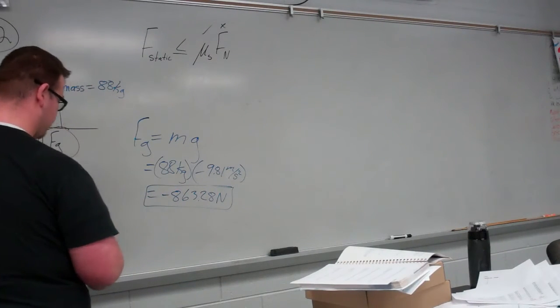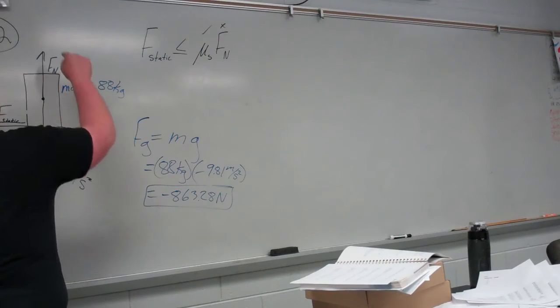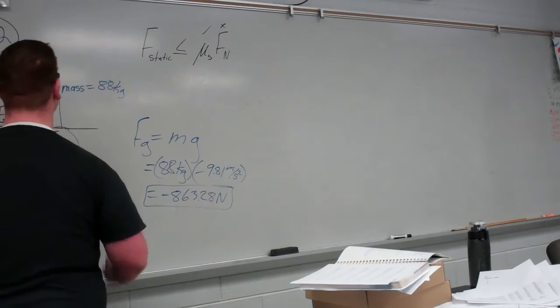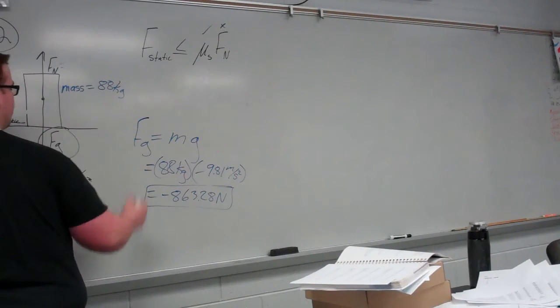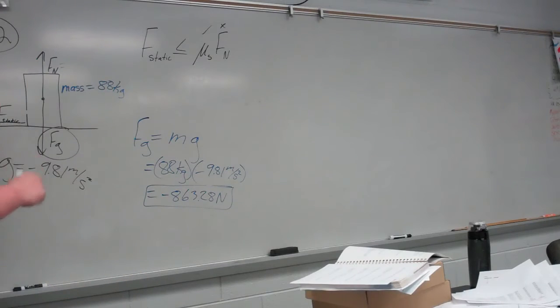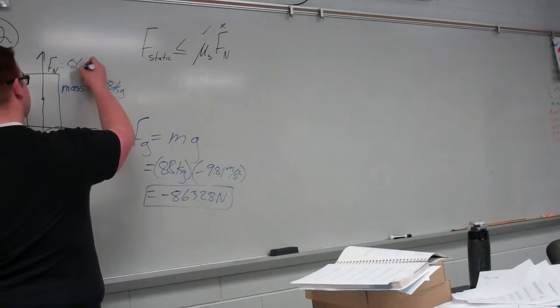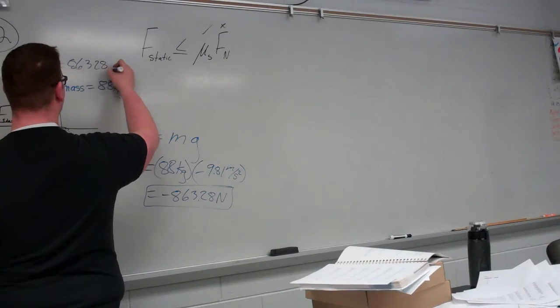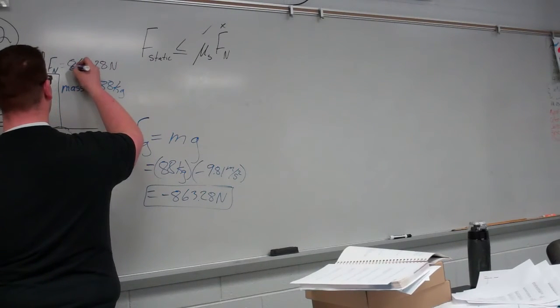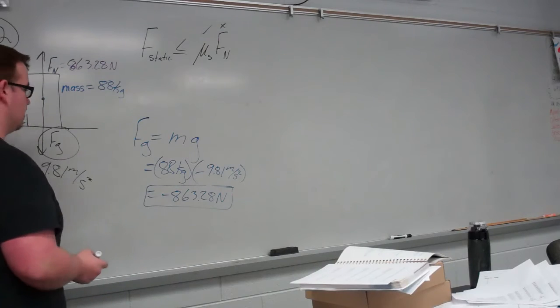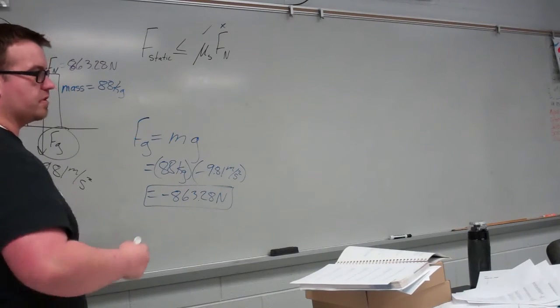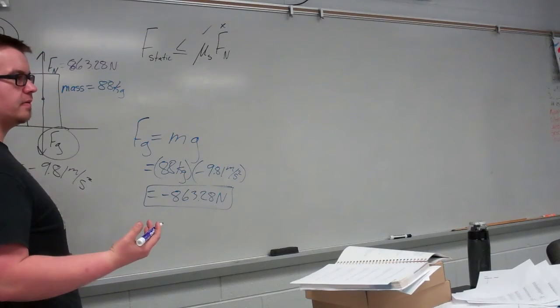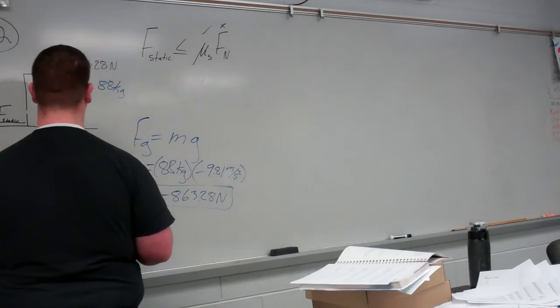The normal force is equal to the force of gravity, but in the opposite direction. So it is 863.28 newtons. That's our normal force. What does F sub G mean? It's the force of gravity. That's weight. It's like the natural force, but gravity.